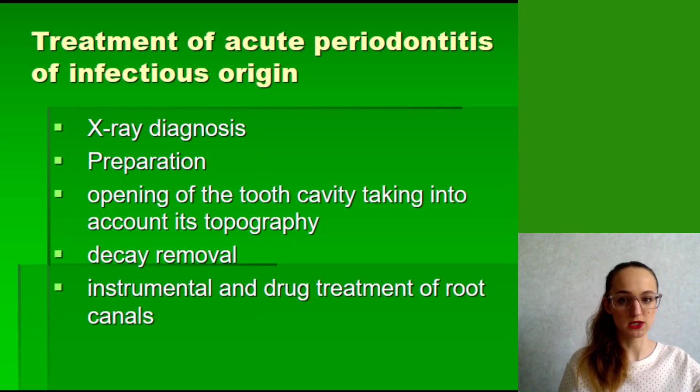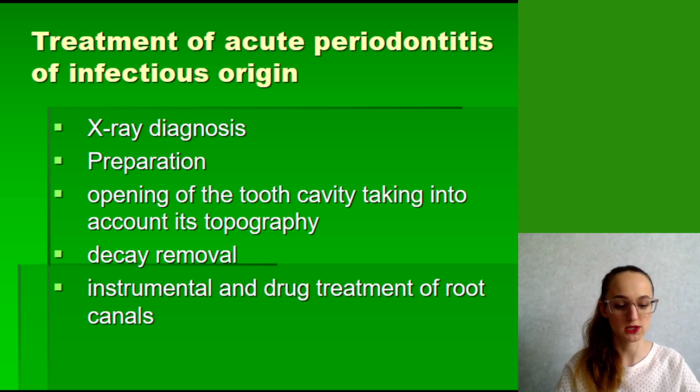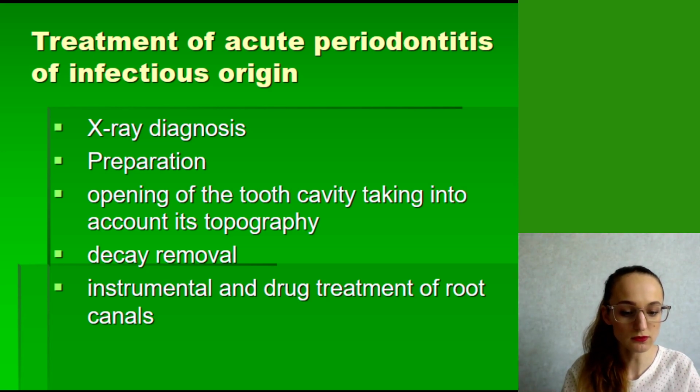Treatment of acute periodontitis. The pulpectomy definition: we should remove the entire pulp and subsequently fill the canals of the primary teeth with a suitable resorbable material.